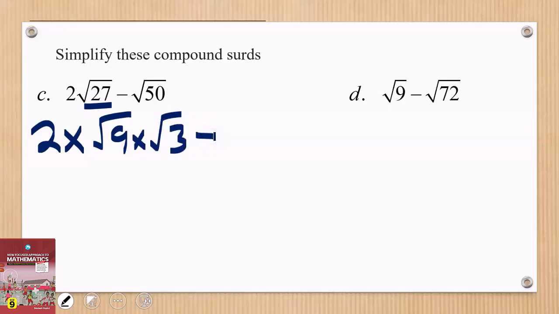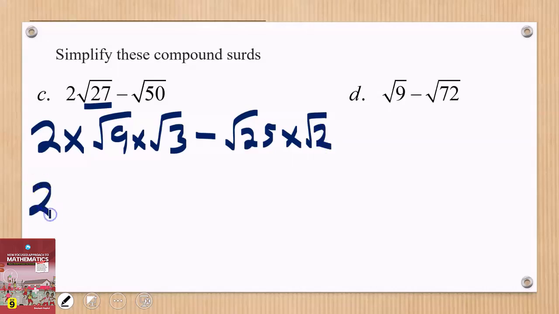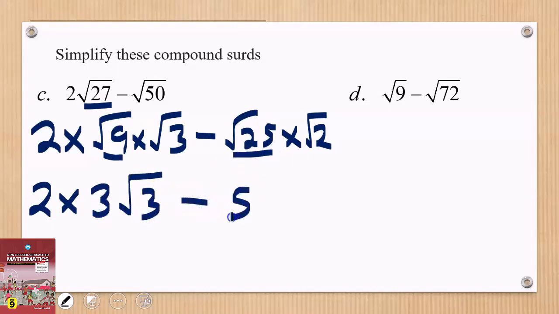And that one we ask ourselves, which perfect square can divide 50 without a remainder? 4 cannot do it, 9 cannot do it, 25 can do it. So I would say root 25. Then 25 times what will give us 50? And that is 2. So then we simplify. We have our first 2 here times root 9, and that is just 3, then root 3 as well. Then minus root 25 is just 5, then times root 2.